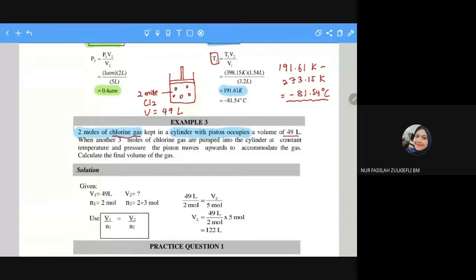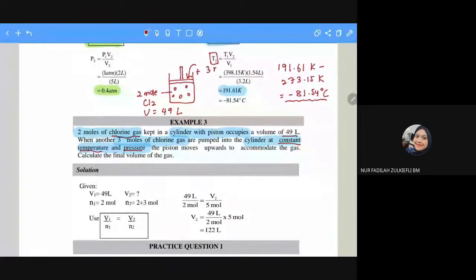Okay, so when another 3 moles of chlorine gas are pumped into the cylinder at constant temperature and pressure. Tengok, so dia constantkan temperature and pressure. Okay, the piston move upwards to accommodate the gas. So bila kita inject, kita masukkan dalam, kita plus another 3 moles of Cl2 gas. So dia kata piston ni dia akan bergerak ke atas sebab kita nak occupy lagi banyak gas dalam ni. Okay, move upwards to accommodate the gas, calculate the final volume.